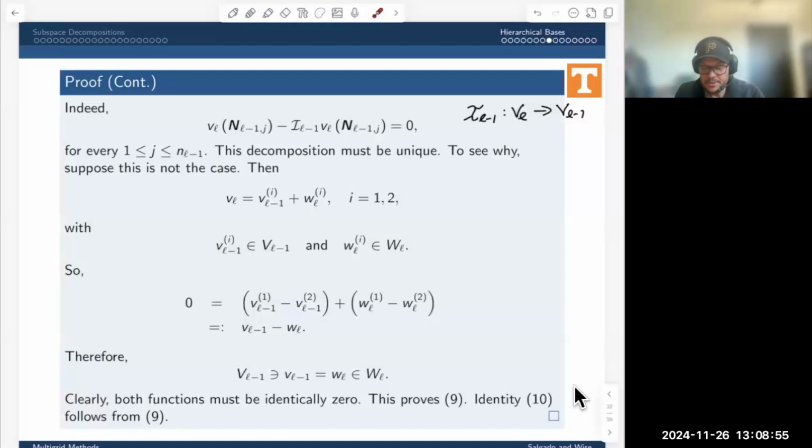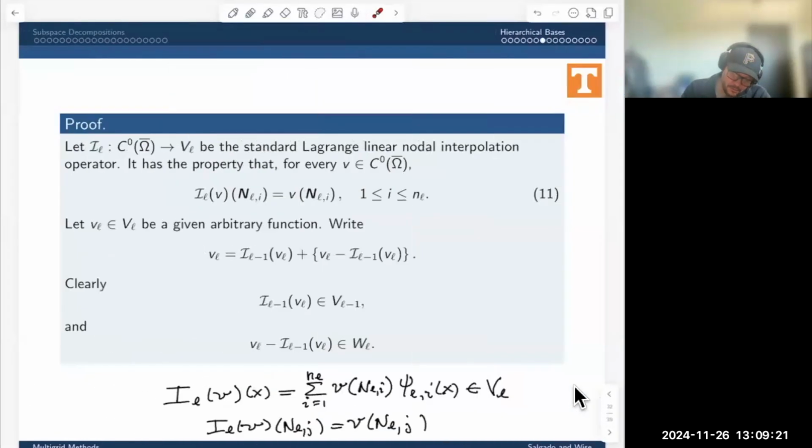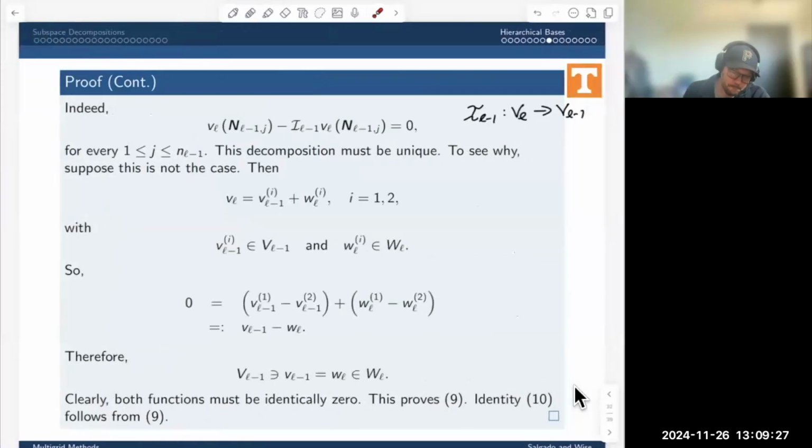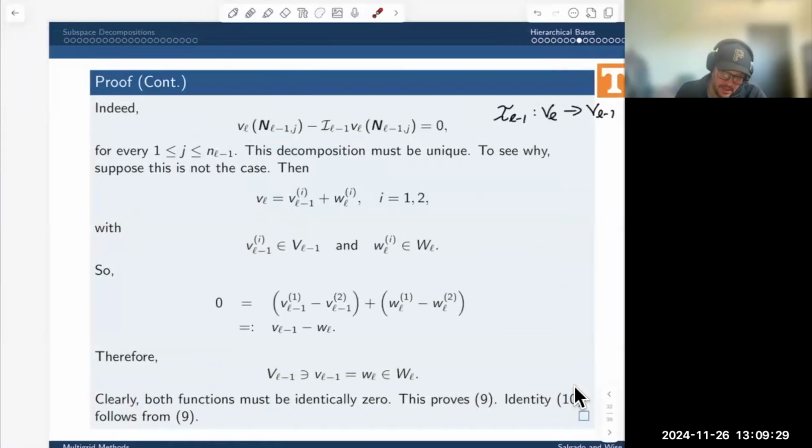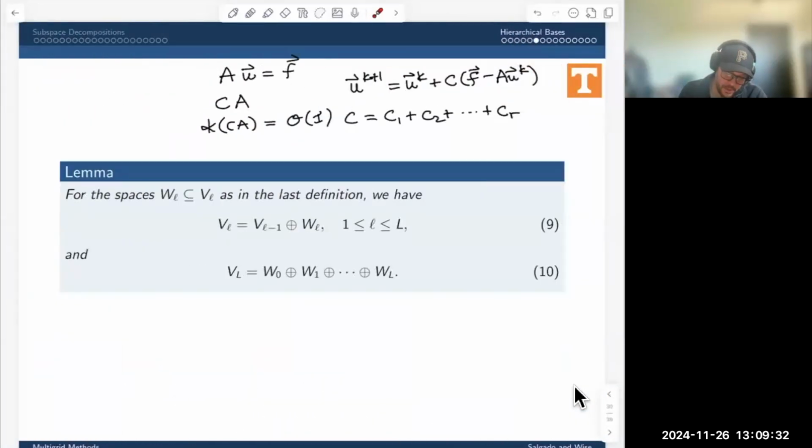And moreover, the degrees of freedom were exactly equal to the function values of the original function in V_L. So these have to match at those degrees of freedom at L minus 1, and so their difference has to be precisely equal to 0. If you can't wrap your brain around that, maybe draw a picture and convince yourself of that. I won't dwell on it any longer. Now, this means that this function, because it's 0 at all the nodes N_{L-1}, has to be in W_L.